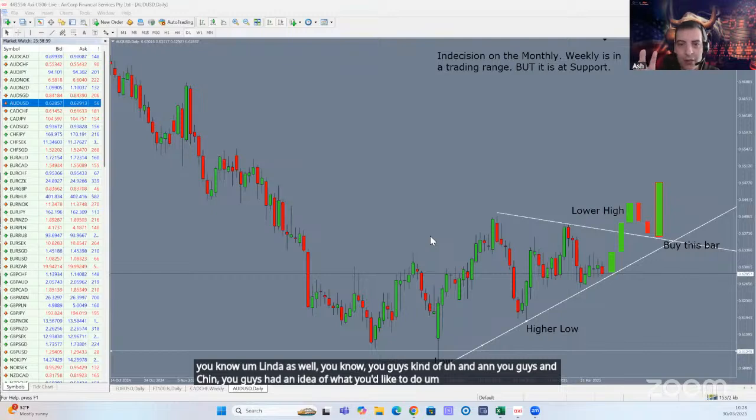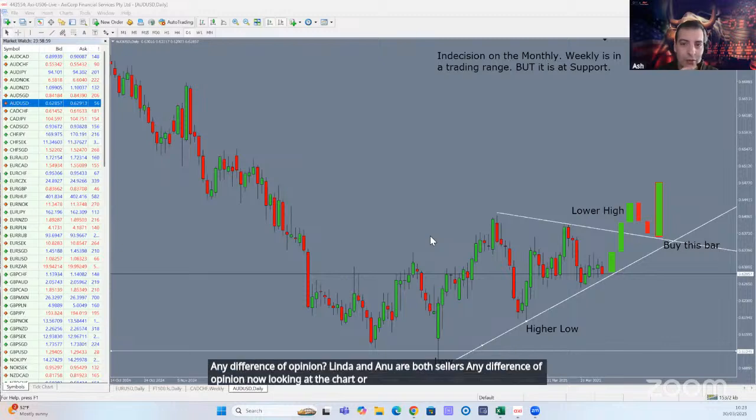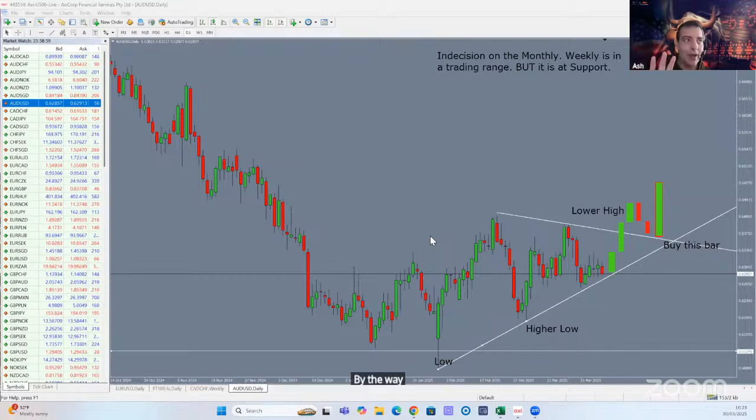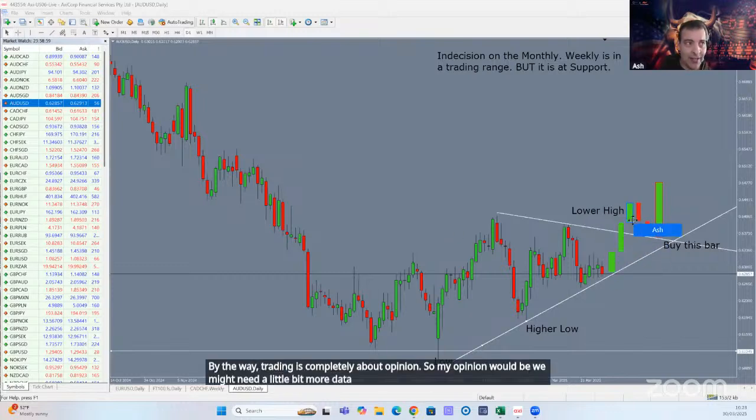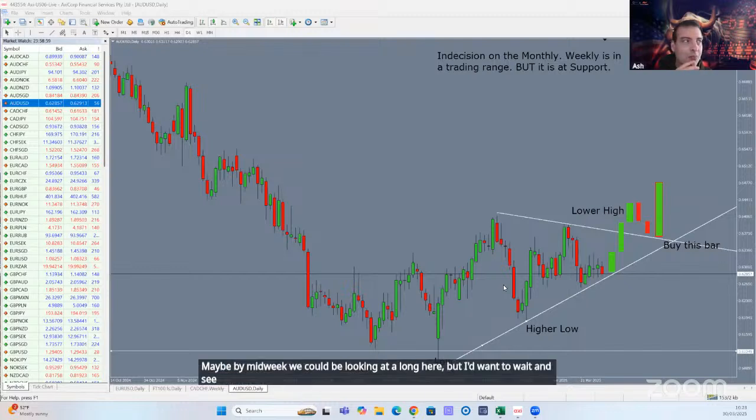Any difference of opinion? Linda and Anne, you are both sellers. Any difference of opinion now looking at the chart, or are you still keen on looking for selling opportunities, which is still fine, by the way. Trading is completely about opinion. So my opinion would be we might need a little bit more data. Hopefully, it will only take a couple of days. But maybe by midweek we could be looking at along here. But I'd want to wait and see if price can break out of this little pennant, this triangle pattern here. But have you guys got any other opinions, or anybody else got any other opinions?